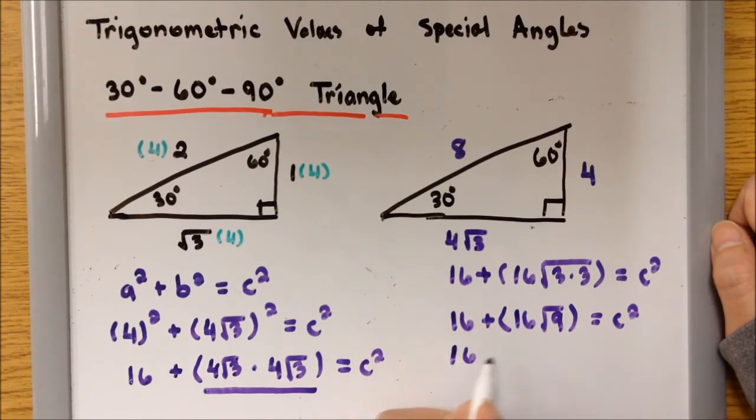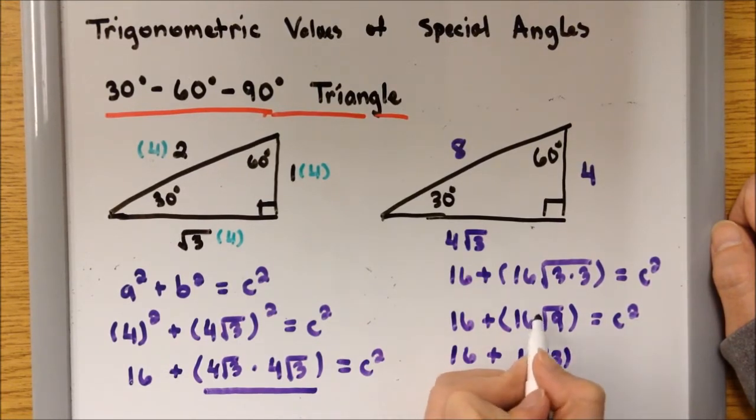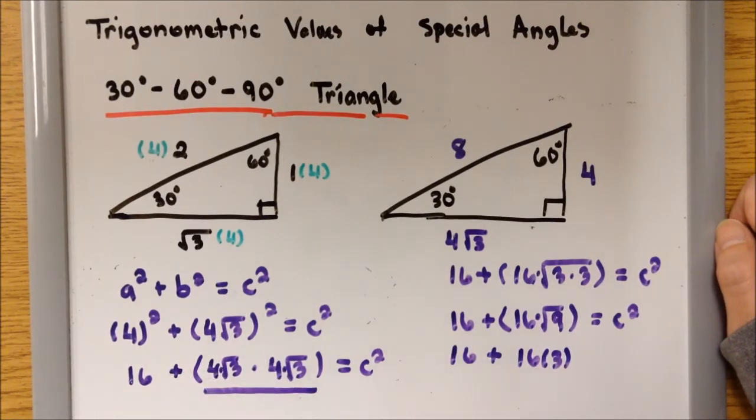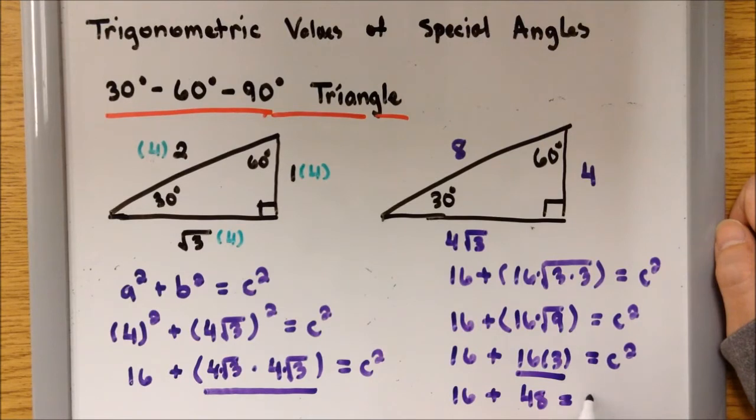And then again, 16 plus 16 again. The square root of 9 is 3, but I put it in parentheses because it's multiplying. Multiplying there, multiplying there, multiplying inside here and here, equals c squared. And then 16 plus 16 times 3 is 48 equals c squared. And then I'm going to write on the side here 16 plus 48, well, that's going to be 64.